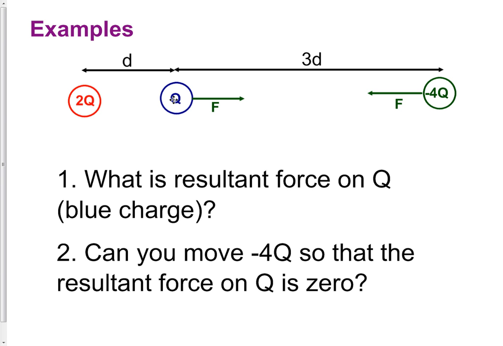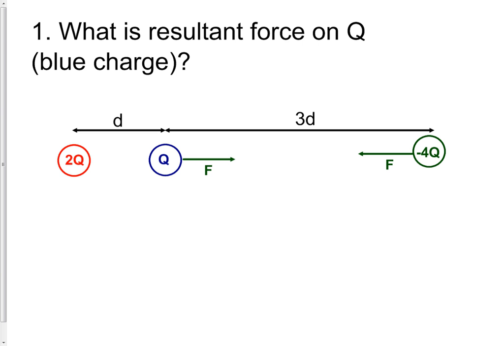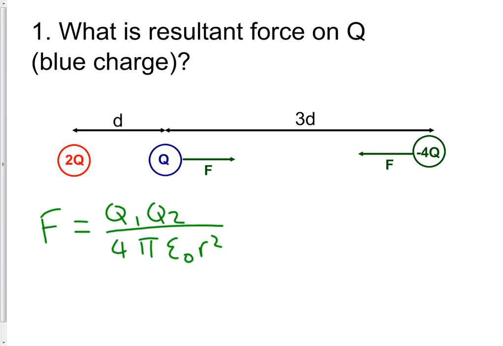Right, hopefully you've had a go at those and sketched a few diagrams or something. Let's have a quick look. So, what's the resultant force on Q, the blue charge? Well, let's get the formula up so we know where we stand. F equals Q1 Q2 on 4 pi E naught R squared. Now we know that the force of attraction as a result of this green charge is F. How's the force, which is going to be a force of repulsion between these two charges, going to differ?